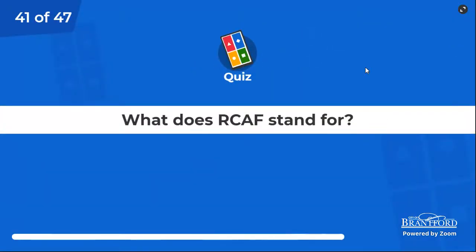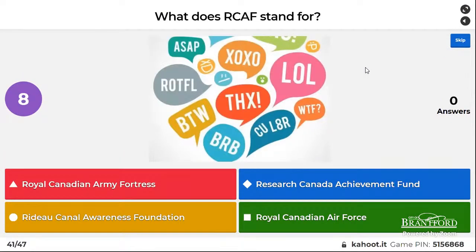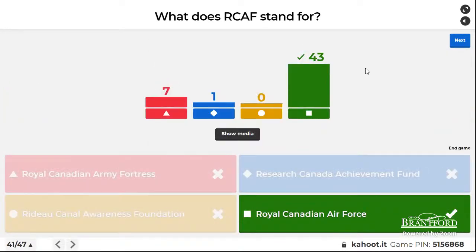What does RCAF stand for? So, multiple choice question: Royal Canadian Army Fortress, the Research Canadian Achievement Fund, the Rideau Canal Awareness Foundation, or the Royal Canadian Air Force? Yeah, so the majority of you did get that answer correct. It is the Royal Canadian Air Force. The other three answers I completely made up.